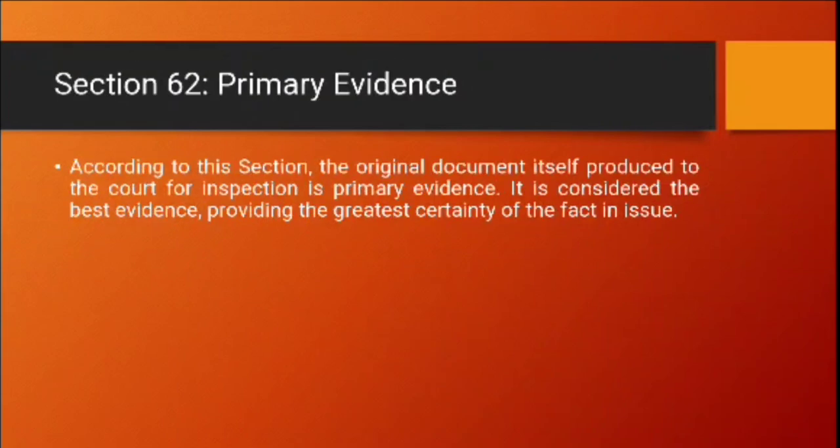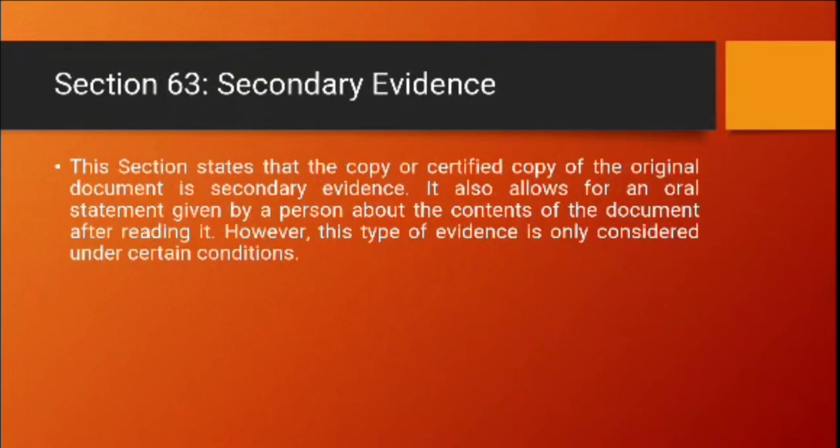Section 62. Primary evidence. Under section 62, the definition of primary evidence is given. It states that the original document itself produced to the court for inspection is primary evidence. The original document of anything is the primary evidence. It is considered the best evidence, providing the greatest certainty of the fact in issue.